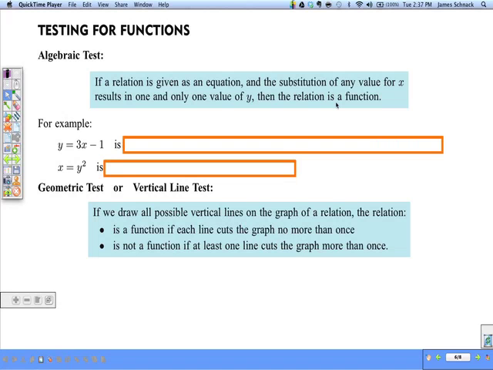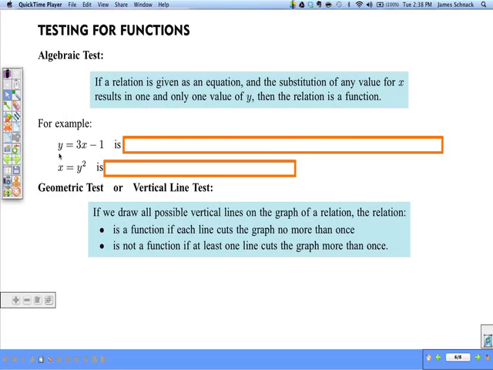So, functions, what's the deal? They're relationships between x and y. There's two main ways to tell if something is a function. One is an algebraic test. If the relation is given as an equation, and we can find any x that results in more than one value of y, it's not a function. If we can take every x value, plug it in, and only get one y, then it is a function.